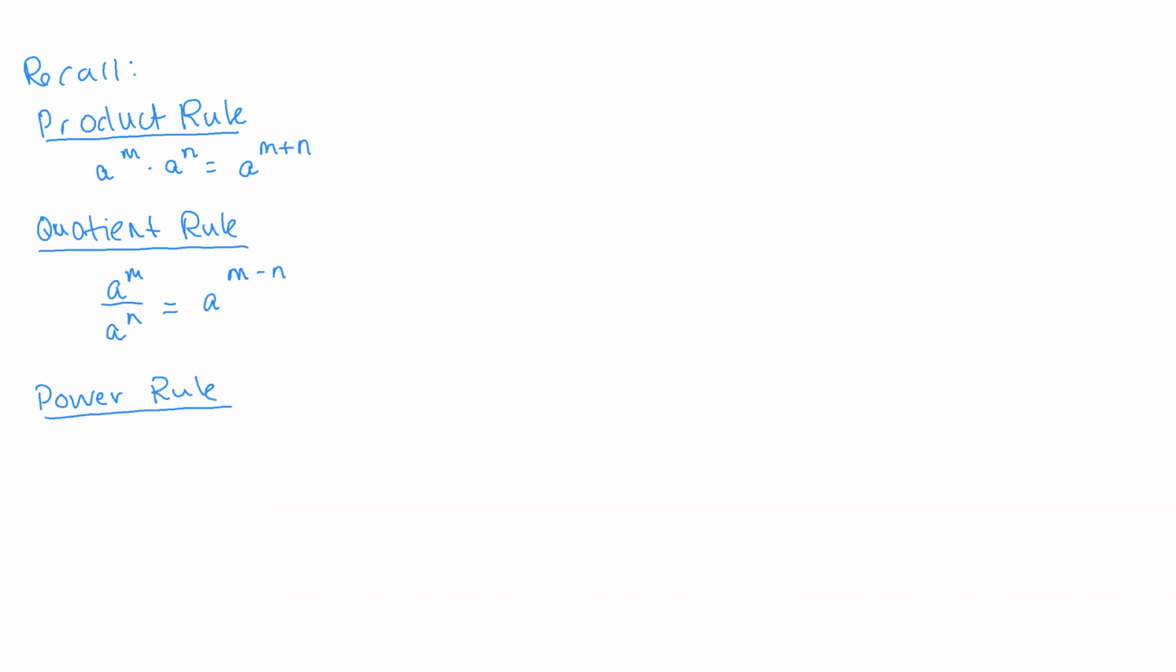The power rule said that if you have a term in exponential notation raised to another power, you keep the original base and you multiply the exponents. Okay. Now, we also talked about the zero exponent. Let me see if I can fit those. I guess I'll just do it over here. We talked about the zero exponent. And the zero exponent basically says anything to the zero power is 1.